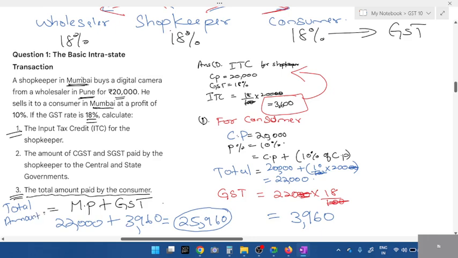Write this. I've sent this pic in the group. Yesterday I sent it. Write this answer and go through this, students. Mark price plus GST. So the consumer is basically paying 25,960. That's it. 25,960.